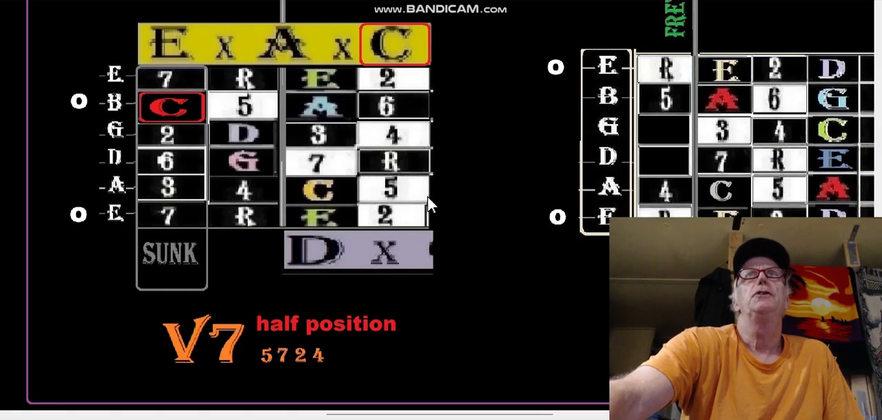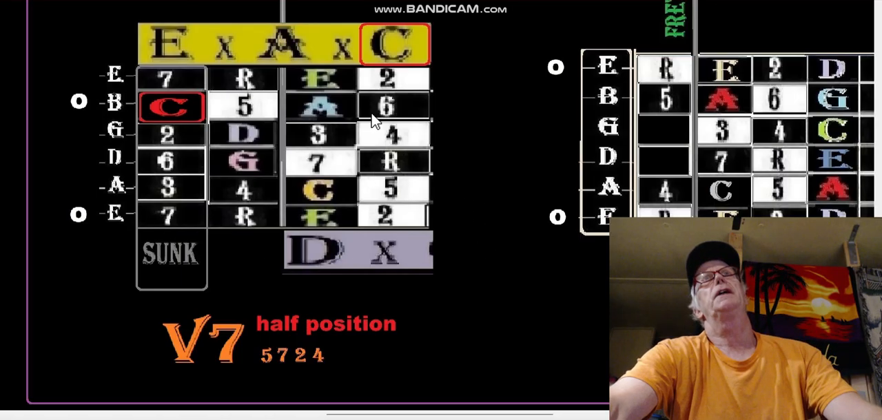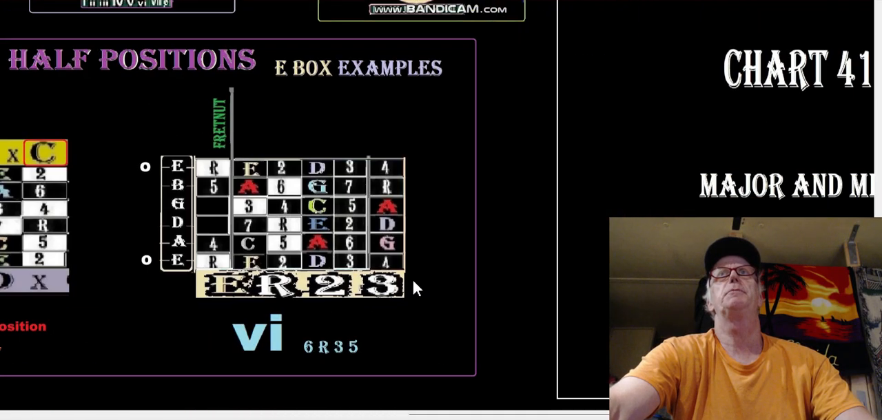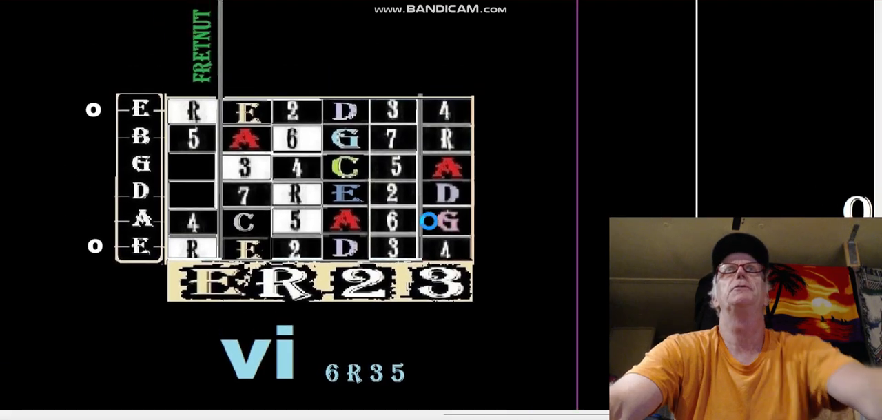So here we got it. This is it. So here's our E-shaped 5 right there, 2, 5, 7. Okay, and so this is the kind of thing we were looking at in chart 417. Don't worry about this. This is just part of the D-box starting there. So that's the half position there. Okay, and then we have a half position 6 minor there from chart 417.